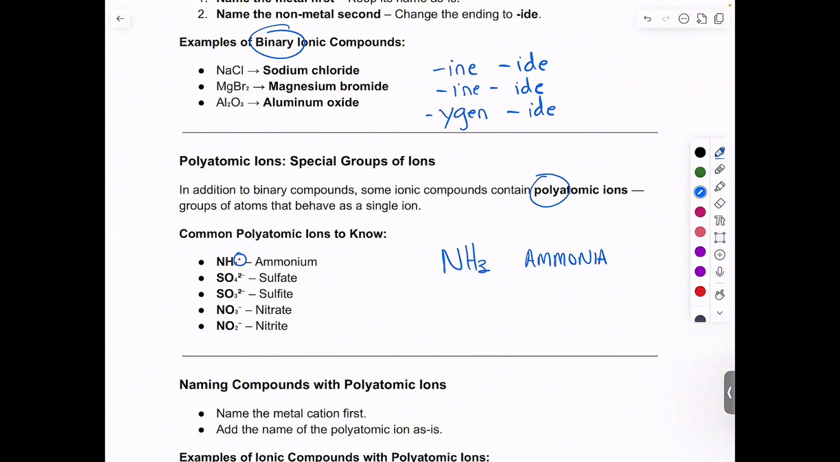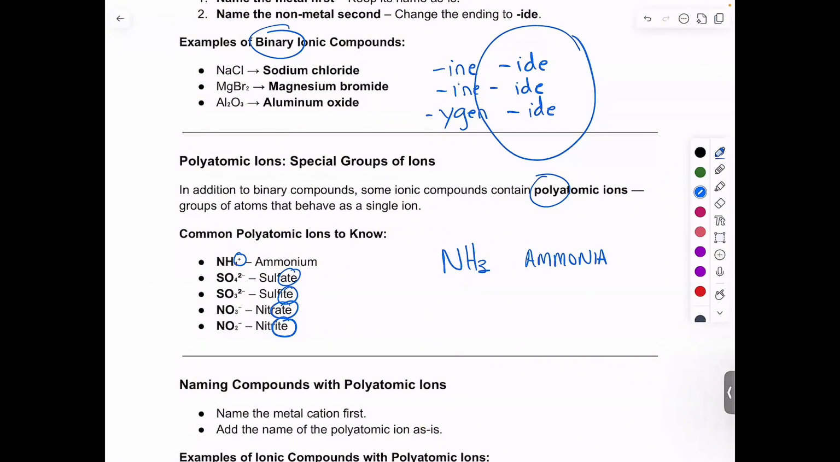carry a -1 charge. Now notice we're taking away the "ide," right? When you think of "ide," think of your binary, your 2 elements that we talked about earlier. When you come across polyatomics, they're going to have "ate" and "ite." Your exception would be ammonium. That's like a common name. I think it's derived from Latin. But you're not going to see "ide" in polyatomics. You're going to see, commonly, "ate" and "ite" for your ending. So we're looking at sulfate, sulfite, nitrate, nitrite, right?